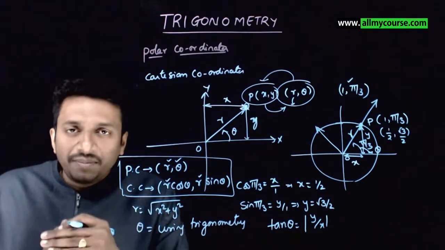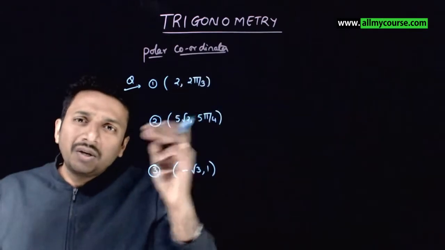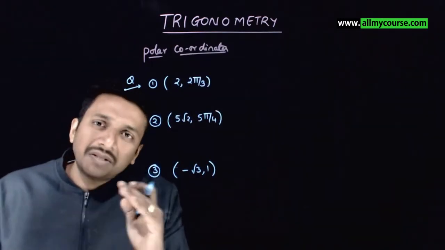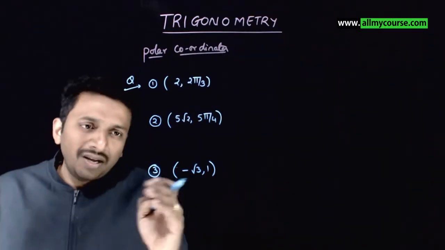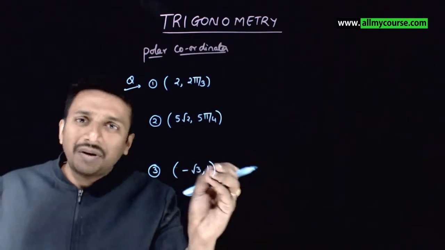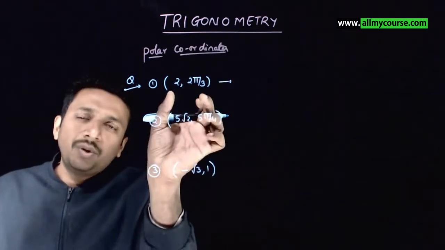So let us take an example. Let us look at the following examples. In the first two questions, you're given the polar coordinates of a point, and you're asked to convert them into Cartesian coordinates. And in the third question, you're given the Cartesian coordinates and you're asked to convert them into polar coordinates. So now let us do them one by one.